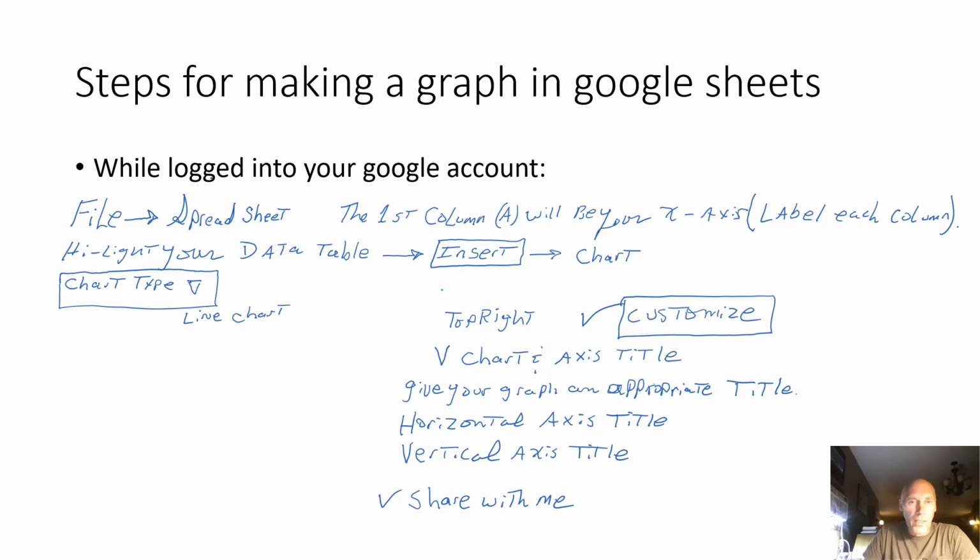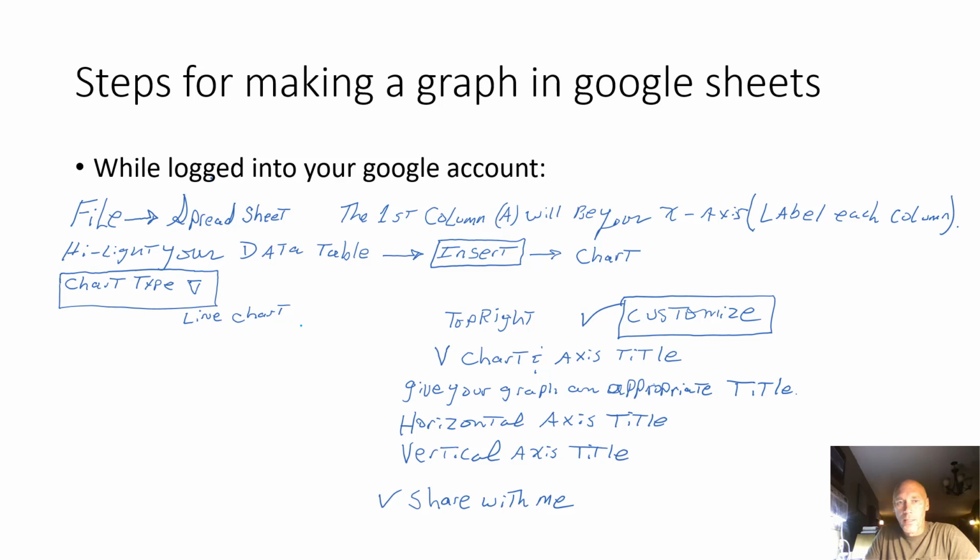Highlight your data, just click and drag across so the whole thing is highlighted. And once you highlight it, you want to go up to Insert and then click Chart, okay? And then under Chart Type, we don't want a bar graph. This is going to be much better for a line graph. So under Chart Type, you want to go to the arrow and go down to the line chart, okay?